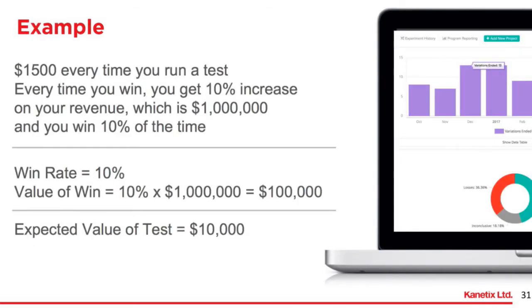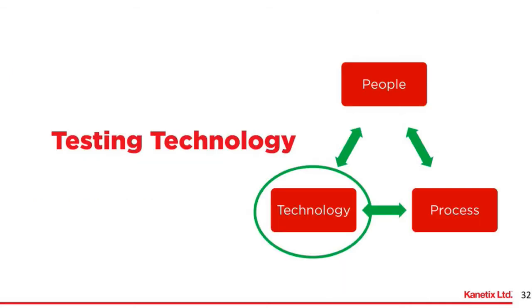So as an example, say you get an average win rate of 10% increase on your revenue, and your revenue is $1 million, and you win 10% of the time, then the quick math tells you that the expected value of a test is $10,000. You don't stop with knowing the number. You stop by making sure it's communicated out, understanding the value of the full program, and that'll keep your program live and reinvested in. Testing technologies.